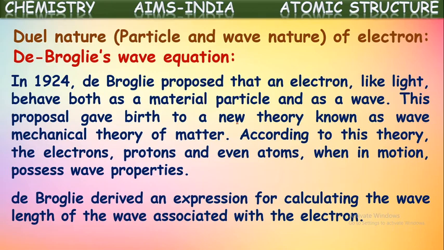De Broglie derived an expression for calculating the wavelength of the wave associated with the electron. Yes, as he told, electrons are not only particles, they possess wave nature also. So if they possess wave nature, then what will be the wavelength of the wave associated with these electrons? For this, he has given an expression for calculating the wavelength associated with the electrons. Let us see how it is given.